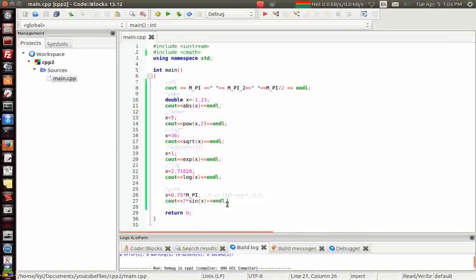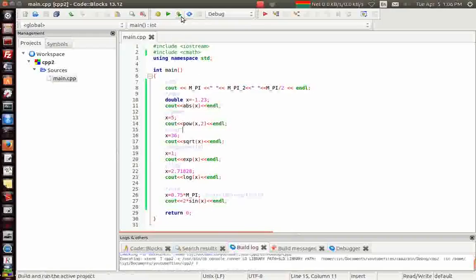The sine function is just sine x, and it is in the unit of pi, not degrees. So for example, if you have 3/4 of pi, your result should be 1/2 of square root of 2, and if you multiply the result by 2, you can get square root of 2, which is 1.414. So we can run this code.